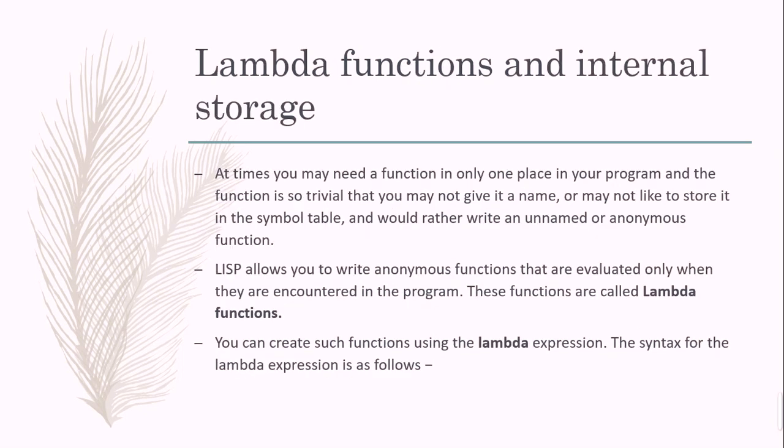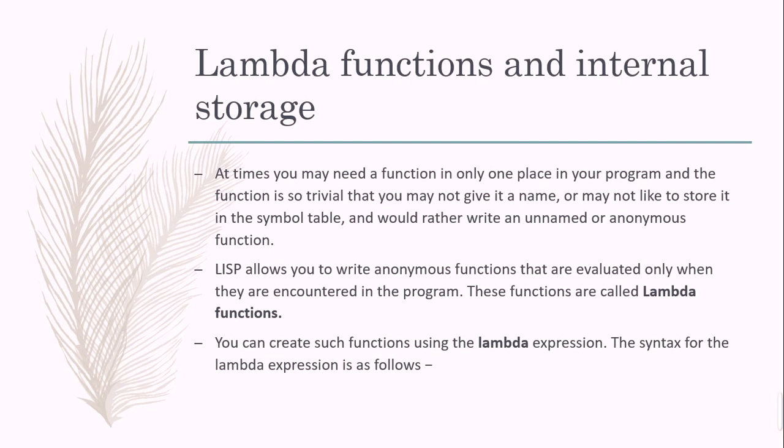Now the last topic of this Lisp session is lambda functions and internal storage. First I will explain the lambda function and then I will explain the internal storage in Lisp. At times you may need a function in only one place in your program, and the function is so trivial that you may not want to give it a name or store it in the symbol table, and would rather write an unnamed or anonymous function. Lisp allows you to write anonymous functions that are evaluated only when encountered in the program. These functions are known as lambda functions.